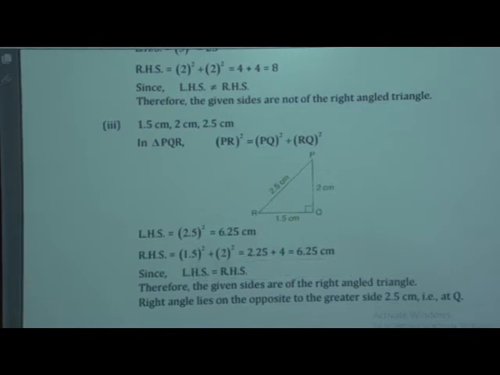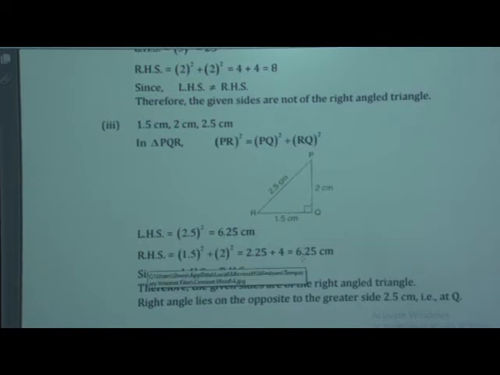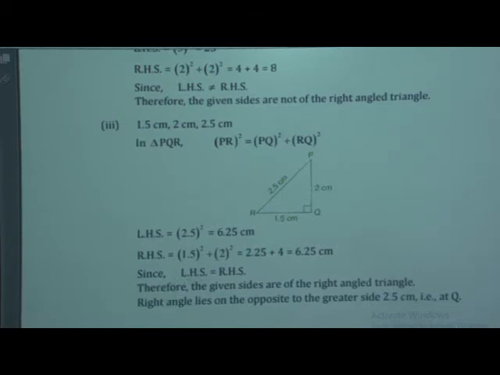6.25 centimeter. Can you see that LHS is equal to RHS? LHS is 6.25 centimeter and RHS is also 6.25 centimeter. So we can say LHS is equal to RHS. Therefore, the given sides are of a right angle triangle. The right angle lies opposite to the greater side, that is 2.5 centimeter.